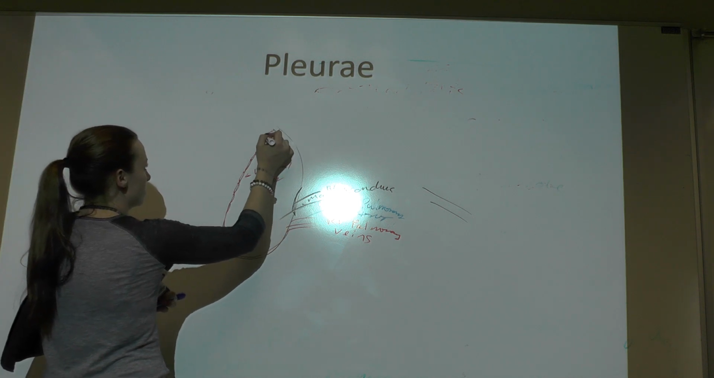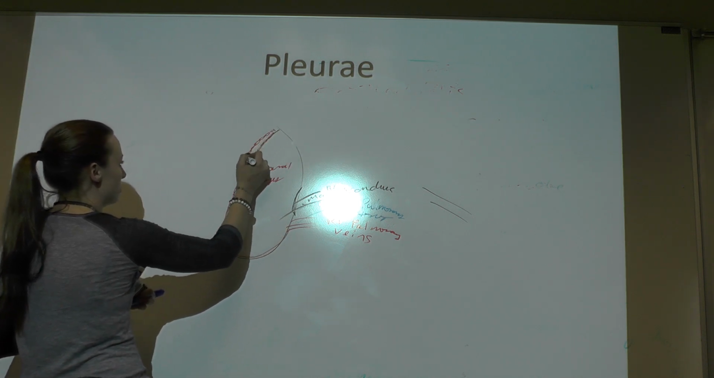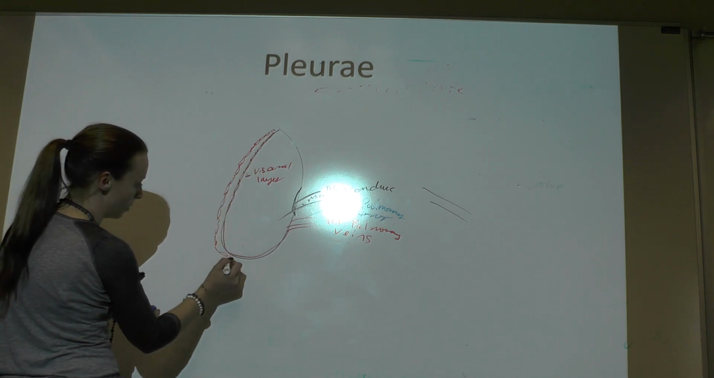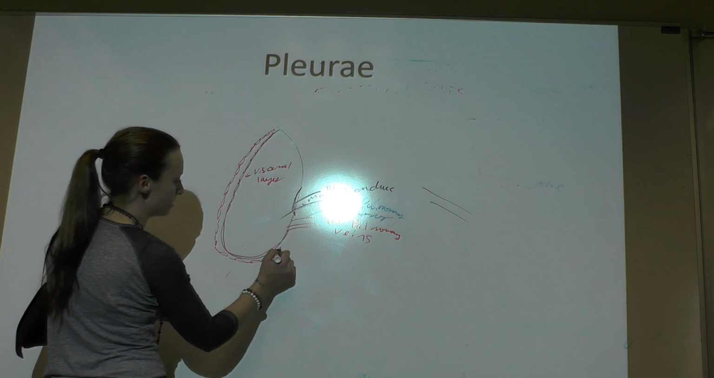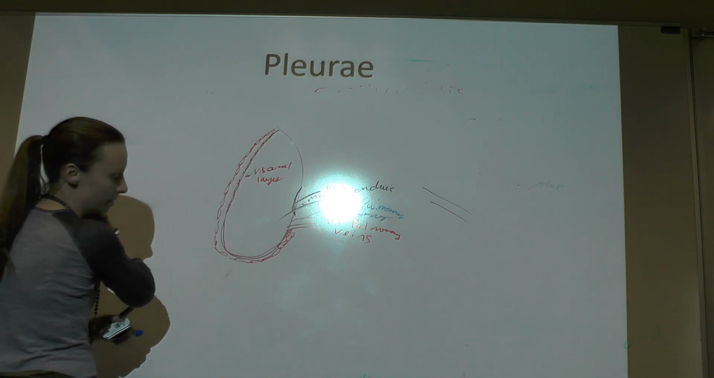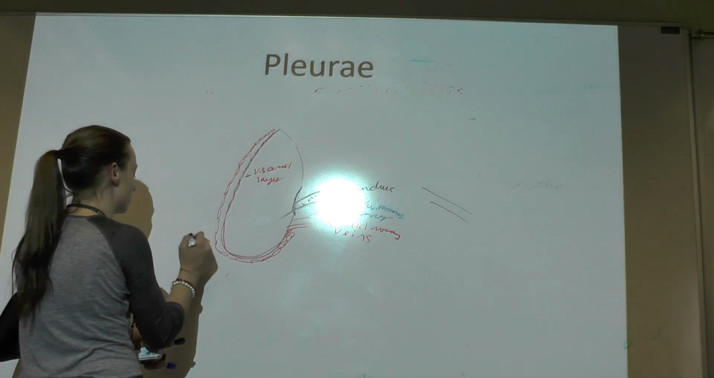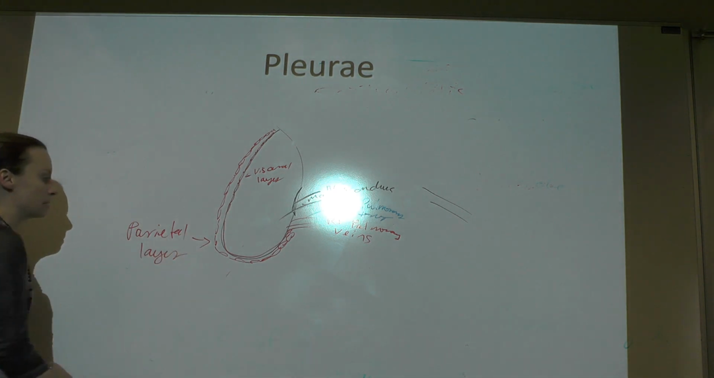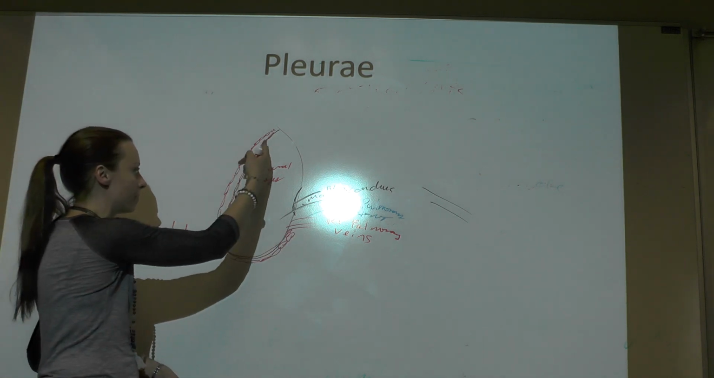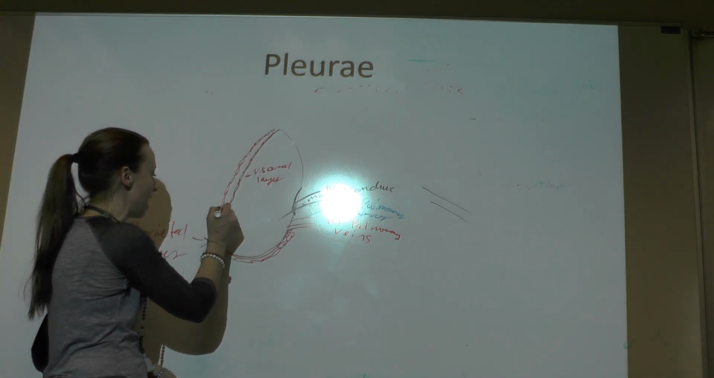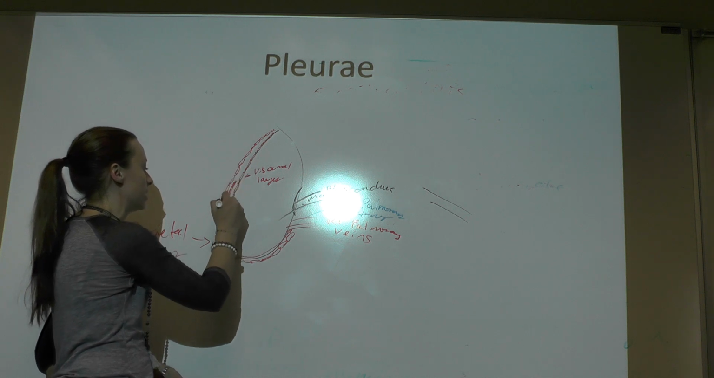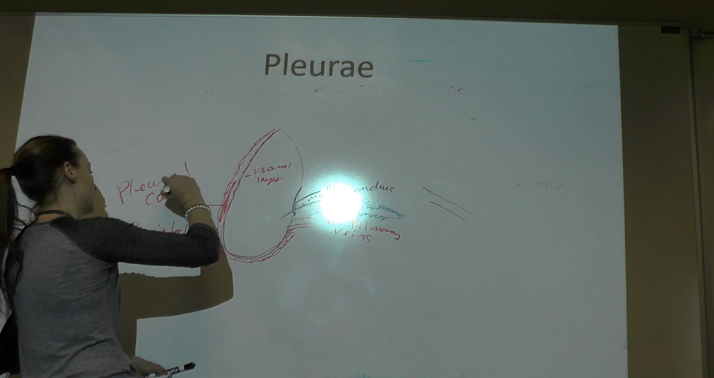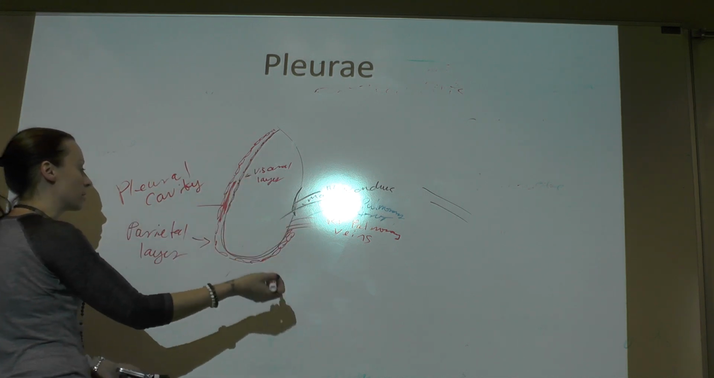Then the visceral layer turns around and gives rise to the parietal layer, which lines the wall of the thorax. So this is the parietal layer. This is my parietal pleura. This is my visceral pleura. This is my pleural cavity. The space in between is my pleural cavity, and it contains serous fluid or pleural fluid.